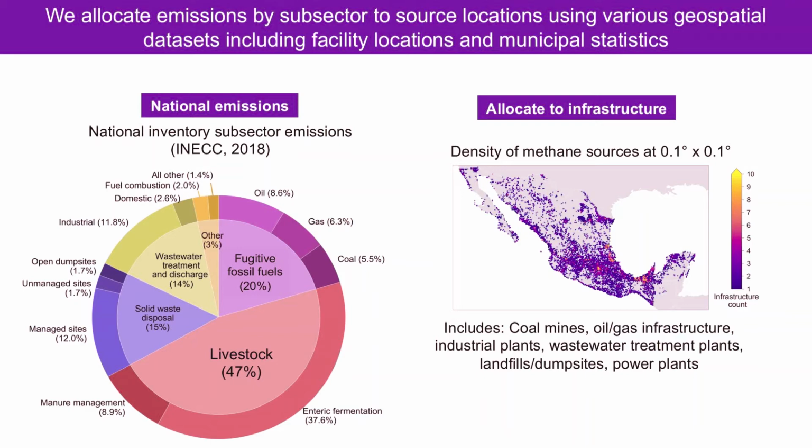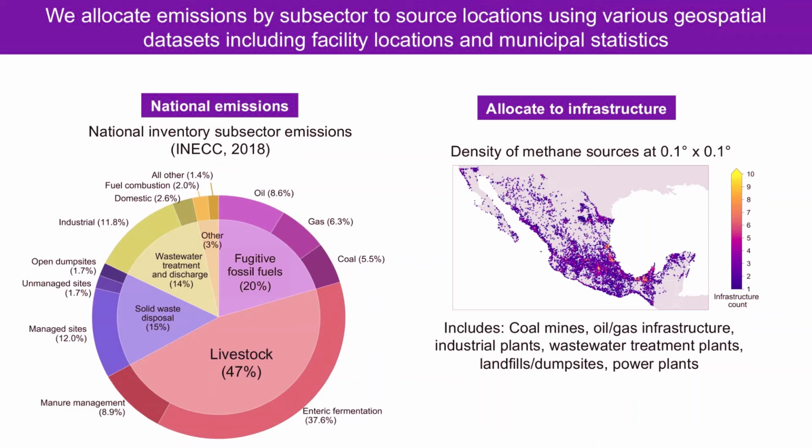And so this is just showing on the left a breakdown of emissions for Mexico. Emissions are dominated by livestock, though there are significant contributions from fossil fuels and waste sectors. And we need information as specific as possible to sources, because this allows us to distribute the right magnitude of emissions to the right source locations.